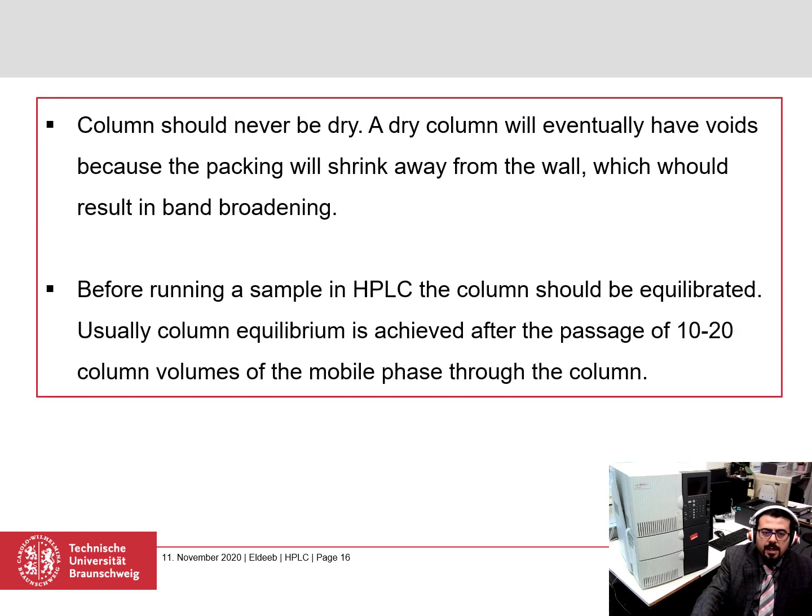Another two important issues to consider about the column are, first, the column should never be dry, because when the column dries, the particles of the stationary phase will shrink, and this will result in a void volume inside the column, and the void volume will result in band broadening, and band broadening will negatively affect the resolution between two adjacent peaks. The second point is that columns should be equilibrated before use, and this is usually done by passing about 10 to 20 column volumes of the mobile phase through the column.